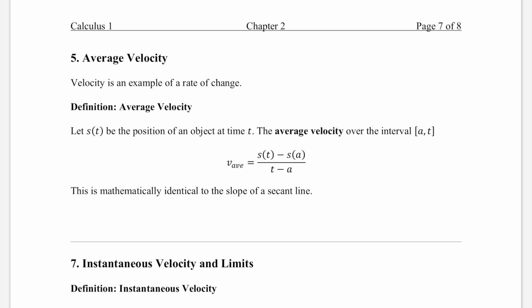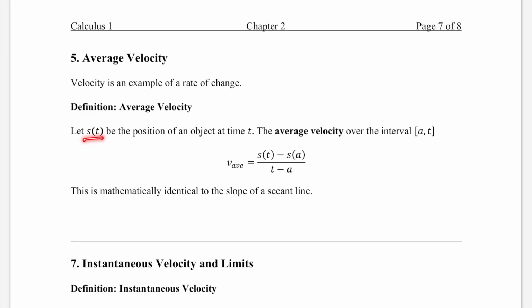So far, we've been talking about rate of change in a general sense. Now, let's connect this to something physical. One of the most common examples of rate of change is velocity. Velocity measures how position changes over time.